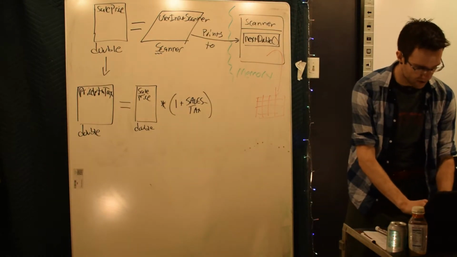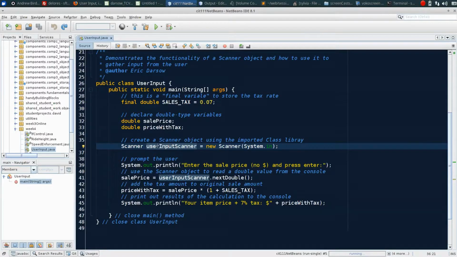So for example, we can rename variables. So I could say, this is Zan's user input scanner. That's my nickname. So Zan's user input scanner. I can change this to whatever I want. It just is the way that I'm accessing it.